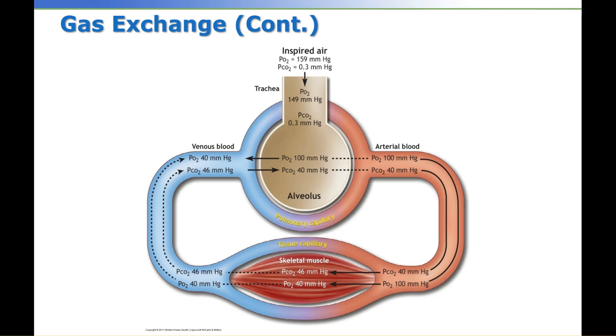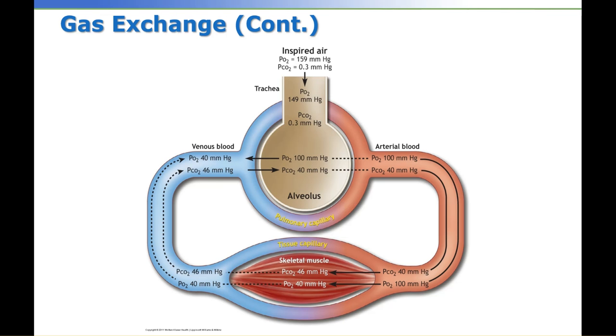Gas exchange continues. This is on 263, and it just shows inspired air comes into the trachea. What's the percent oxygen? 149 millimeters of mercury. Makes sense because you're breathing in air, and then you have 0.3 millimeters of mercury, the pressure there of CO2, carbon dioxide. Arterial blood is 100 millimeters of mercury, 40 millimeters of mercury CO2.